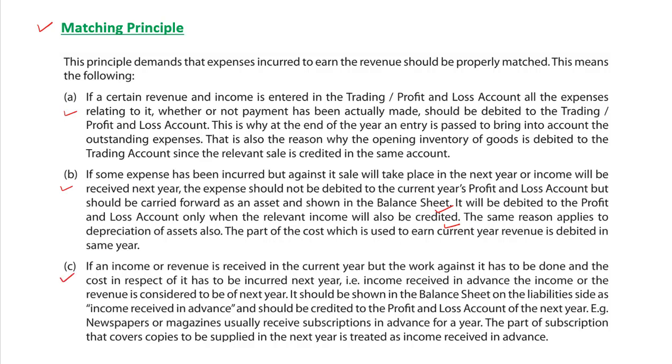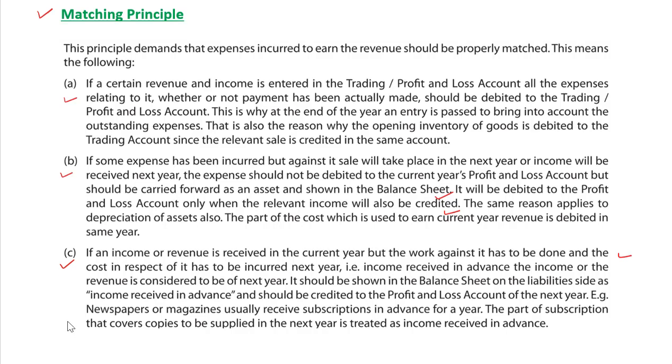Next, if an income or revenue is received in the current year but the work against it has to be done, and the cost in respect of it incurred, next year, that is income received in advance. The income or revenue is considered to belong to the next year, so it should be shown in the balance sheet on the liability side as income received in advance and should be credited to the profit and loss account of the next year. Example: a newspaper or magazine usually receives subscriptions in advance for a year. The part of the subscription that covers copies to be supplied in the next year is treated as income received in advance.